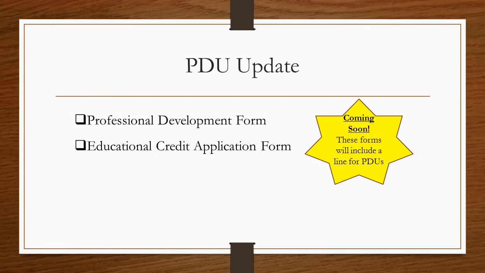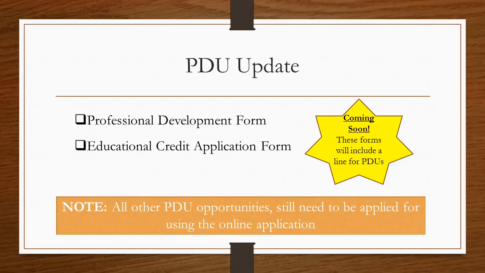Very soon, you'll be seeing a revised professional development form and a revised educational credit application form, which will now include a line for PDU application. This will save you 1 step. With the newly revised form, you will apply for PDUs when you apply to attend a workshop or you apply to take an educational credit. You will still need to complete the online application for all other PDUs, including district-provided seminars.